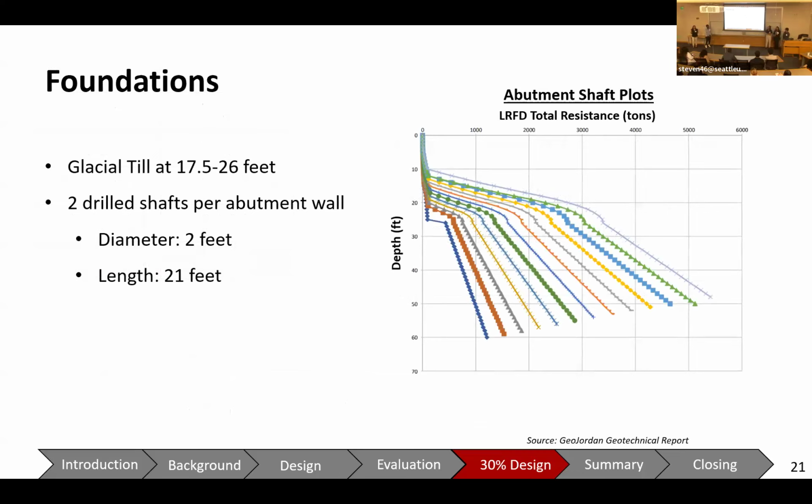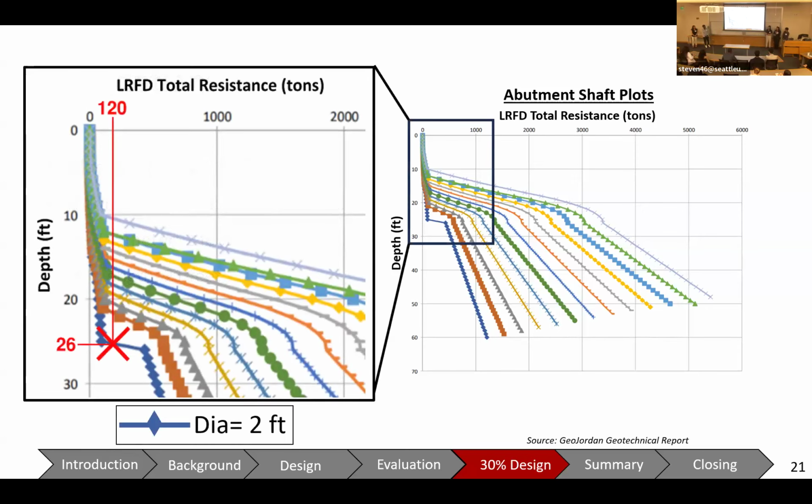So once we determined the load demand of our bridge, we then needed to assess the soil conditions of our site. Using the provided geotech report, it was determined that at a depth of about 17.5 to 26 feet, we would be reaching a material of glacial till. We want our drilled shafts to sit within this material because it is known for its structurally stable and foundation-bearing properties. We then decided to split the load between the 2 abutment walls and to have 2 drilled shafts underneath each. This will create a load demand of about 120 tons, and meeting this depth, we see that they intersect on the 2-foot diameter shaft plot.